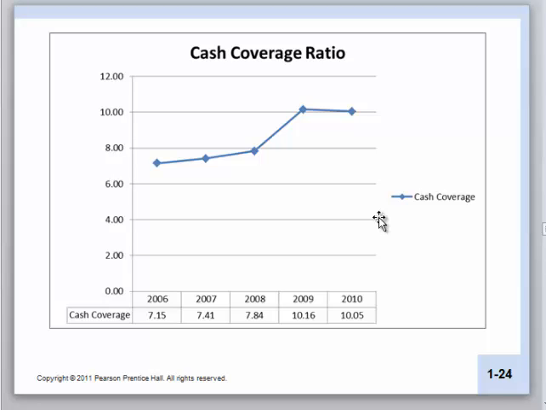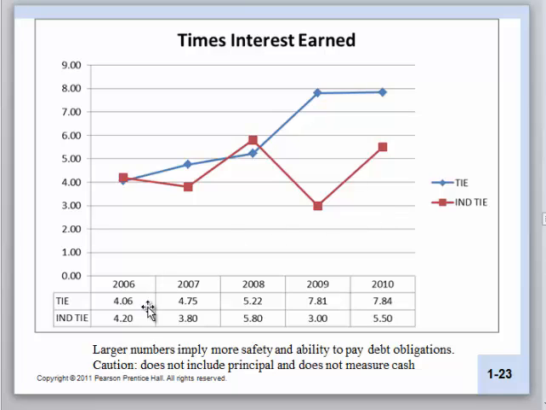One of the things that we need to keep in mind, if I kind of come back here, is that these ratios don't include principal. So when you make payments on your car, you can't send them an interest-only payment and say, "I'm sorry, I'll send you some more principal a little bit later." It all has to be paid. So it's not a true picture of ability to pay debt. It's a picture of ability to pay interest.